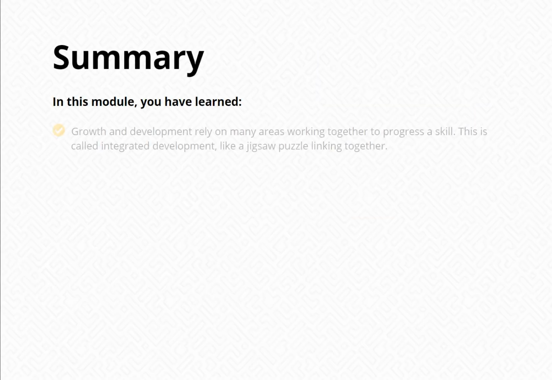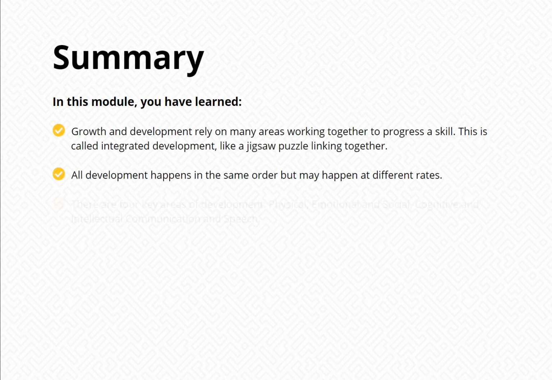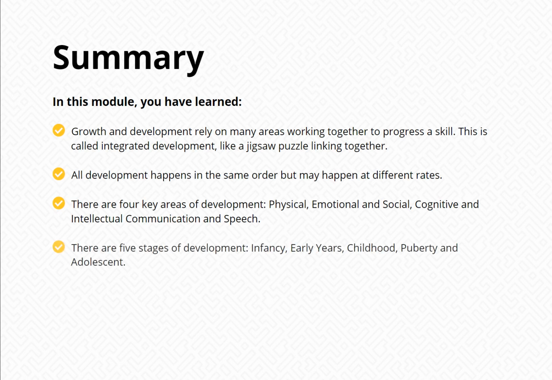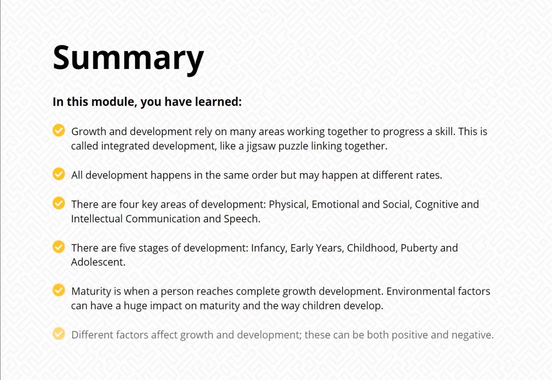Summary. In this module, you have learned: growth and development rely on many areas working together to progress a skill. This is called integrated development, like a jigsaw puzzle linking together. All development happens in the same order, but may happen at different rates. There are 4 key areas of development: physical, emotional and social, cognitive and intellectual, communication and speech. There are 5 stages of development: infancy, early years, childhood, puberty, and adolescence.